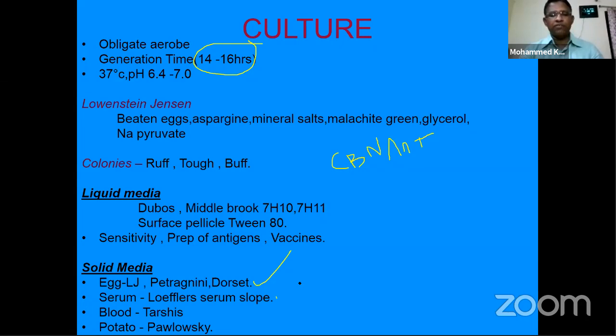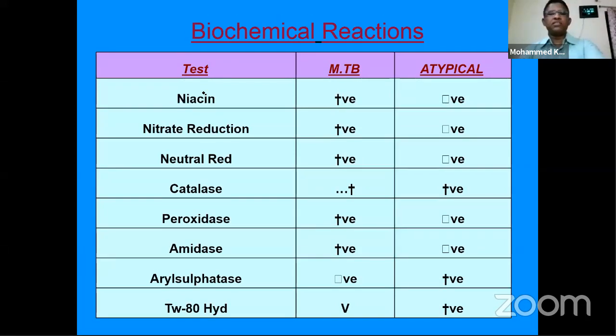As you can see, people will be preferring it for the secondary phase. Egg-based media, then you have serum, Loeffler's serum slope. You have blood-based like Tarshis, you have potato-based like Pawlowsky. All this can be used other than your Lowenstein-Jensen media, which is this. This media is one of the most common selective media that is used over here. Fine, this is another table to differentiate MTB from atypical mycobacteria.